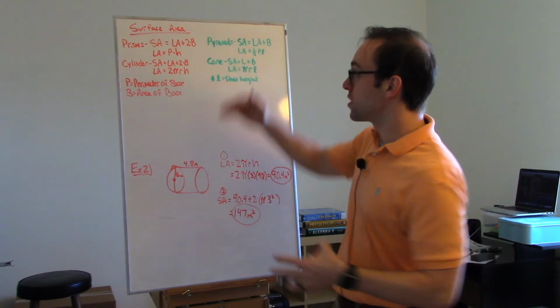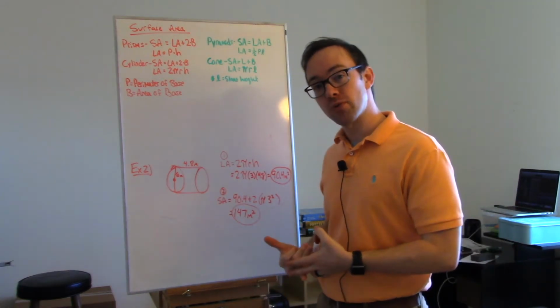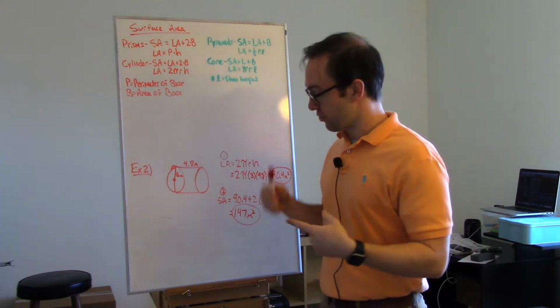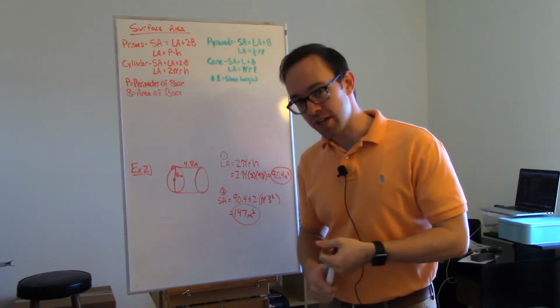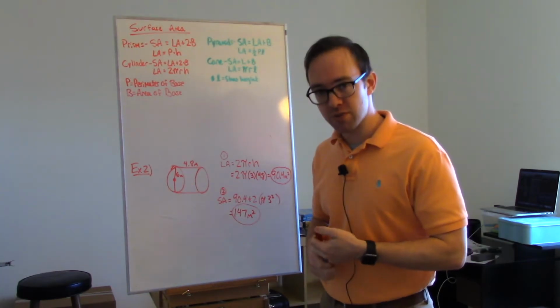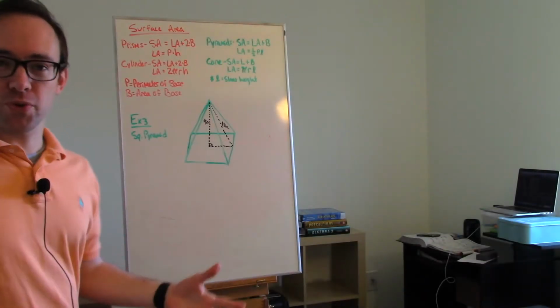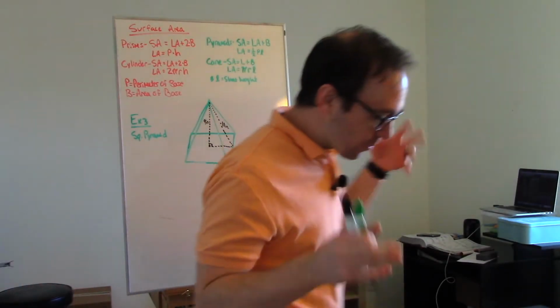That takes us through the prisms and cylinder examples. For the assignment with prisms and cylinders, you're going to be looking at finding either surface area or lateral area of either of those types of three-dimensional figures. Now we're going to switch gears and look at our pyramids and cones. So example number 3, we're going to be looking at a square pyramid.